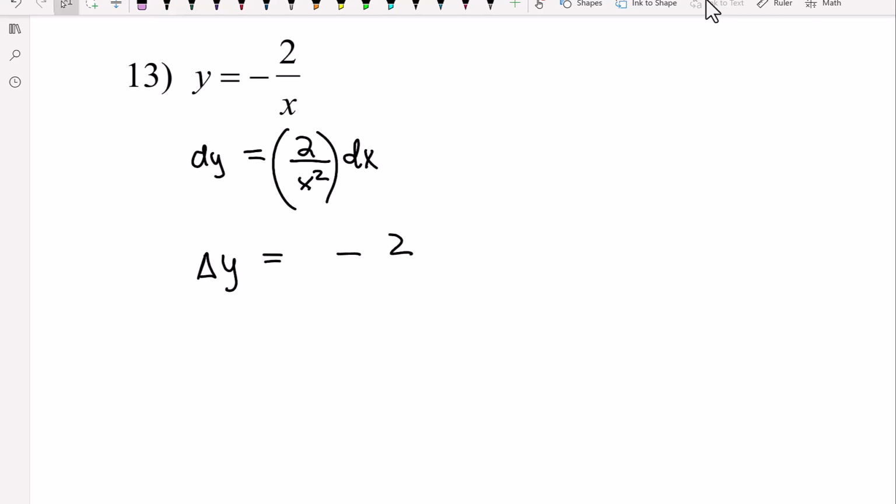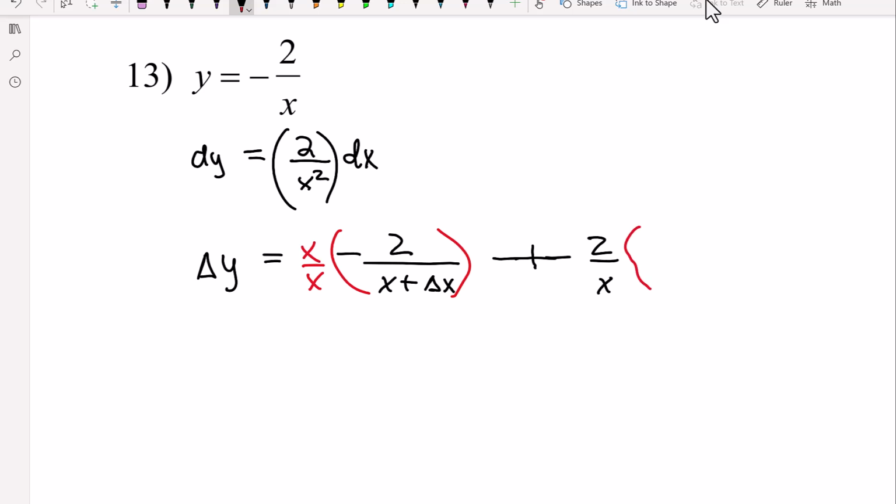So when we find our delta y, this is a little bit trickier. So it's -2 over (x plus delta x), subtract -2 over x. So that immediately becomes this. Now here's the tricky part. These don't have the same denominator. So I have to multiply this one, top and bottom, by x. I have to multiply this one, top and bottom, by x plus delta x. Because remember, you say, well, that one has an x. No, this has an expression, x plus delta x. All right, so then you simplify that.